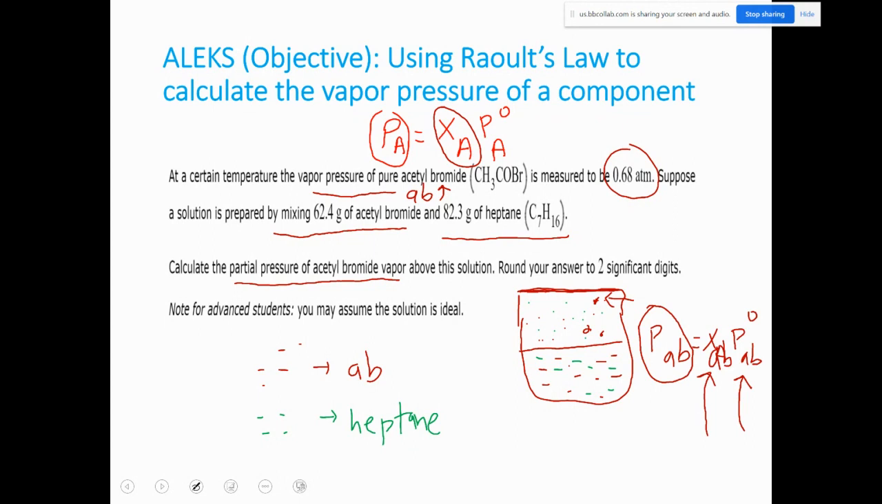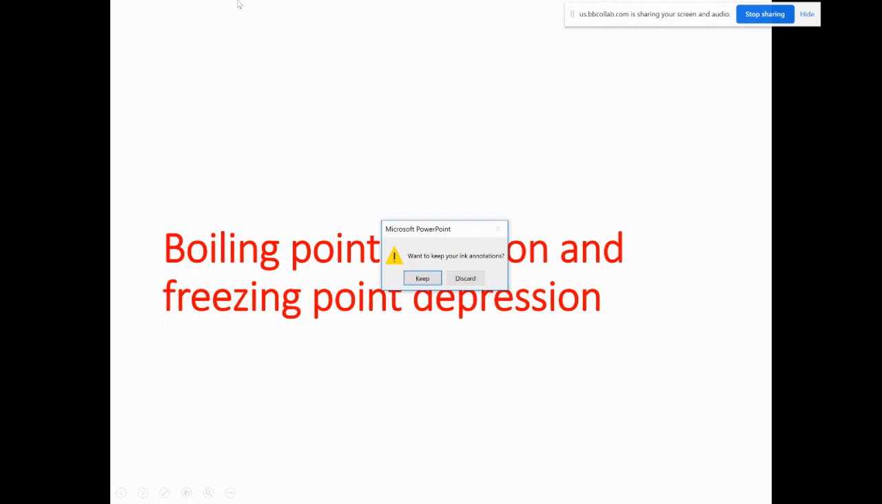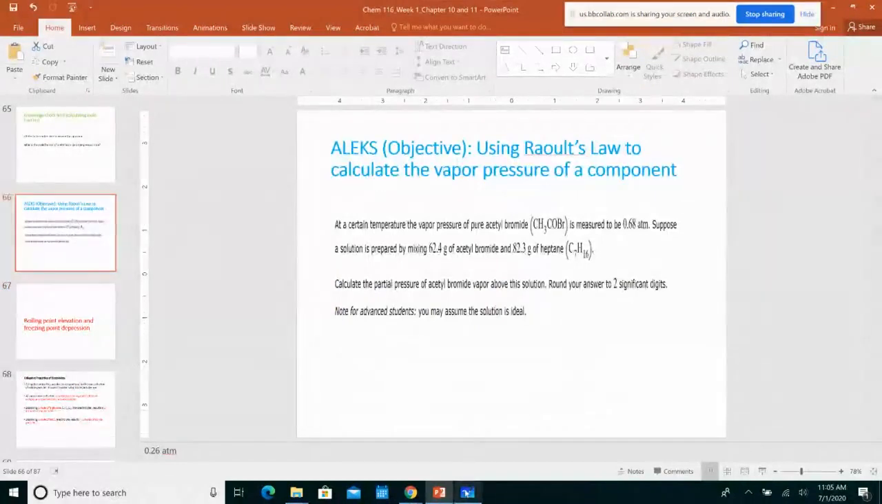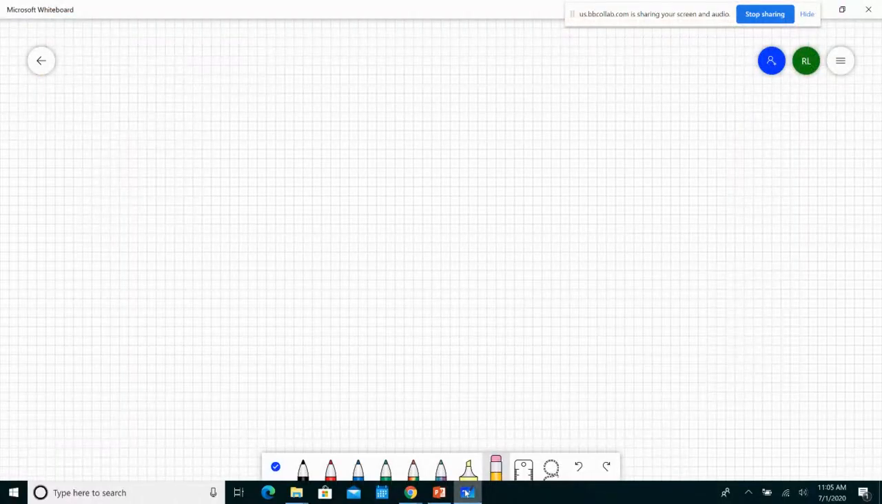All right, so now let us start writing what we know, and I'm going to use the whiteboard because I don't think I have enough space here. So let's write down what has been given to us. First, let's go ahead and write the formula really quickly, because I'm trying to find the P of ethyl bromide of the solution. I told you the formula is the mole fraction of ethyl bromide times the vapor pressure of pure ethyl bromide.